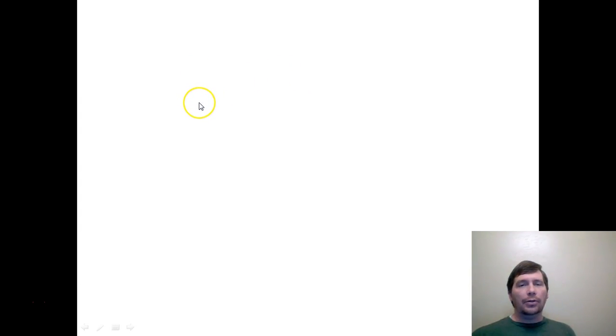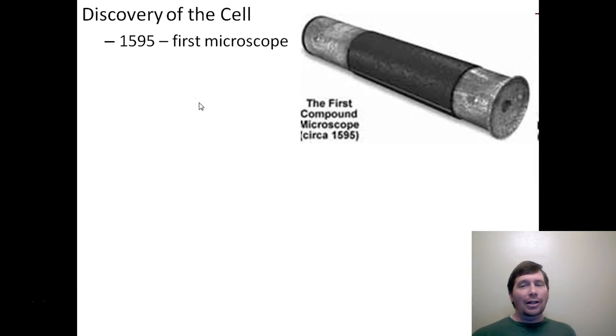The reason it took us so long to discover cells is because you need a microscope to see them. Most of the cells in your body you cannot see without a microscope. With just the bare naked eye, you cannot see a cell. And so before we could discover cells, we had to invent the microscope. The first microscope, here's a picture of it, was invented in 1595. Now we finally have the tool that allowed us to see cells.